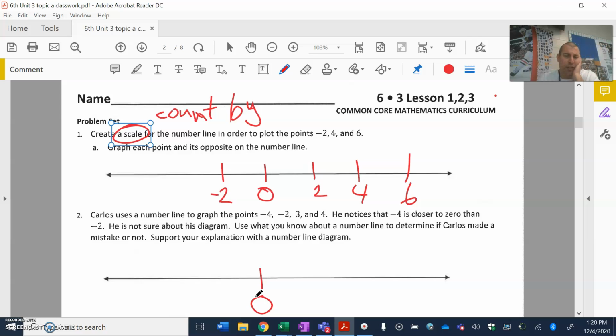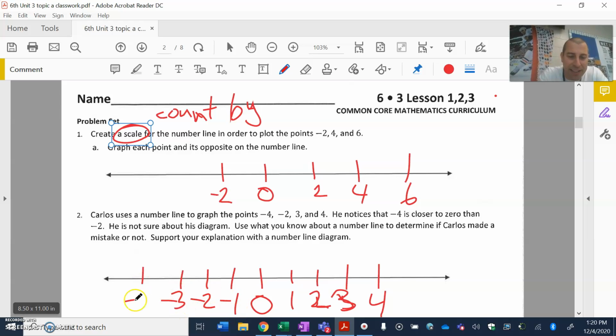Well, I see 2, 3, 4. Looks like we're stuck counting by ones here. So that's a 1, a 2, a 3, a 4. Hopefully your numbers look a little bit better than mine there. Notice we put the little tick marks on the number line, and then the number goes below it. Now if we go to the left of it, -1, -2, -3, -4. All right, we got everyone in there.